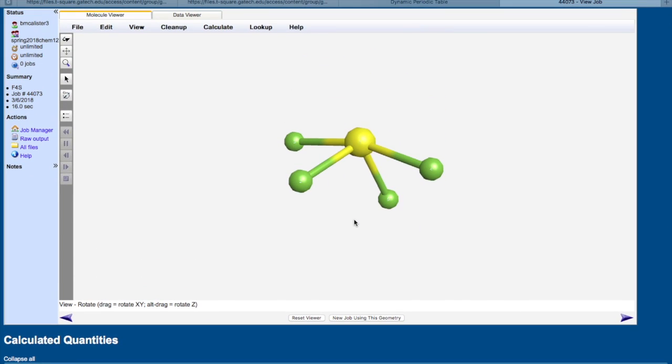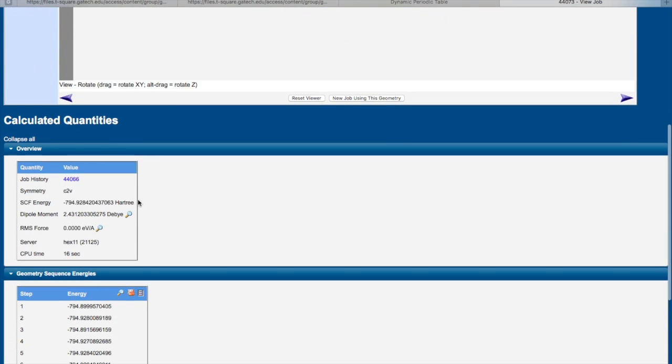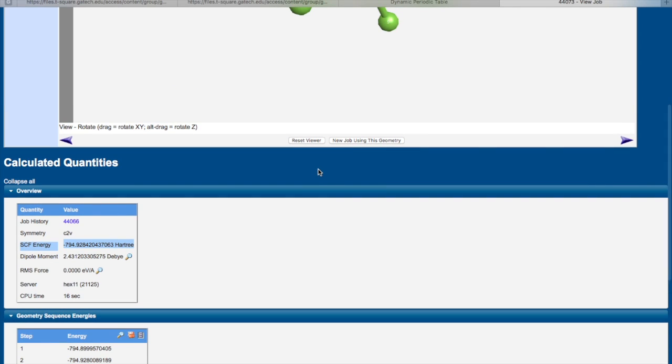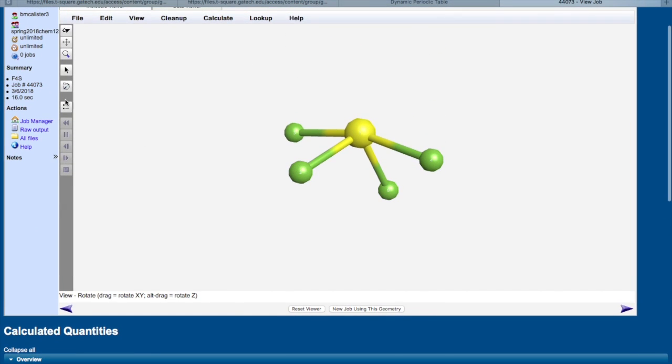So the bond angles. First, the SCF energy is negative 794.928, and this is a decrease. It's not significant, but it is a minor decrease. And then we're going to look at the bond angles on this and see how it's changed.